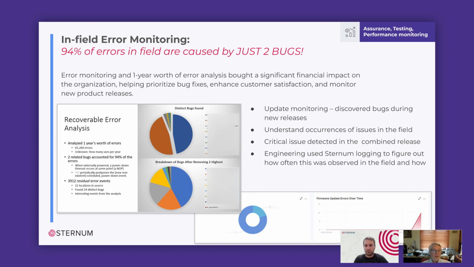So it's possible then to have escapes for some of these bugs into the field. And by integrating Sternum into our product, we can see in near real time what kinds of things are happening so that prior to release, we can take corrective action.